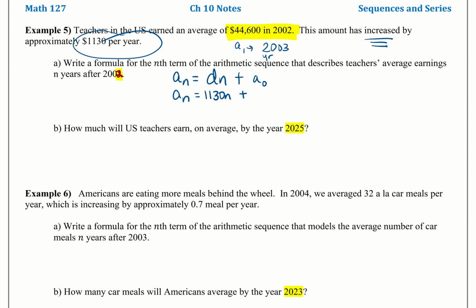So if I want to use 2002, then this is already a sub 0 by the way that this has been defined. So a sub 0 is 44,600.